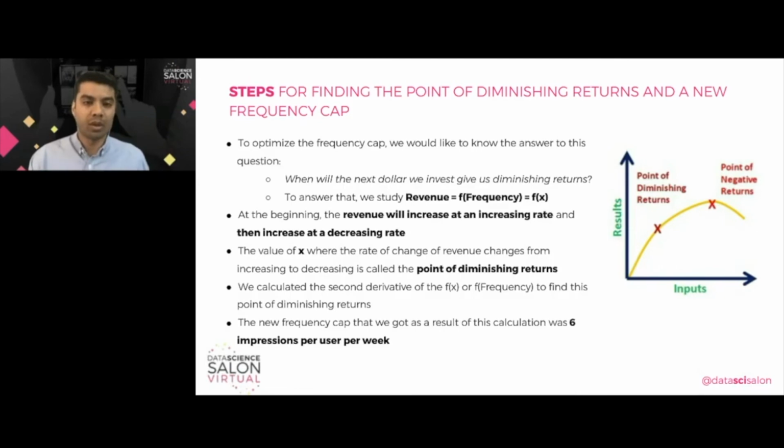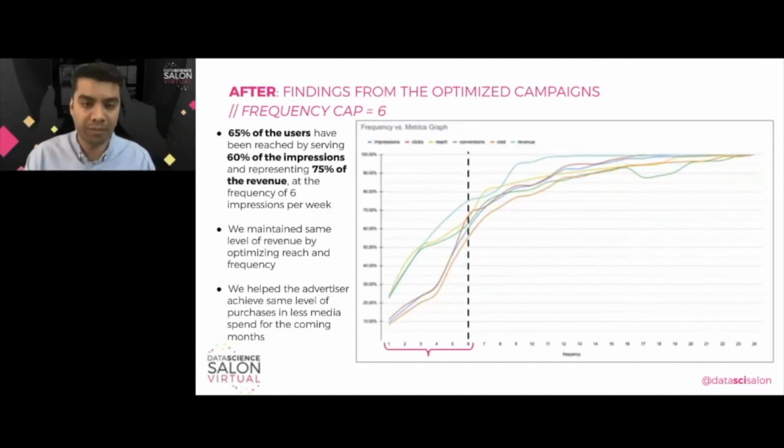As a result, what we got was this graph, which looks similar to the previous graph. The new frequency cap is 6, and what we observed is 65% of the users, that means the yellow line where my pointer is, have been reached by 60% of the impressions. That means it's kind of even, and we have also achieved 75% of the revenue. Overall, we are trying to control the revenue by showing fewer impressions. That means we're not trying to maximize revenue, but we are trying to gauge the significance of the impression that's being served. And that is what our aim was, and that is what happened.